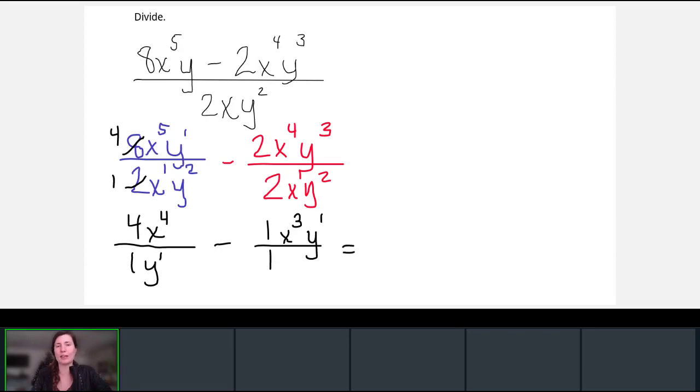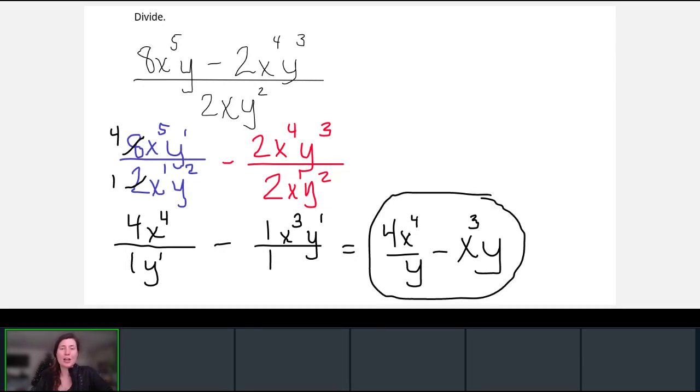Now, fully simplifying these, we don't need to write coefficients of 1, and we don't need to write exponents of 1. So our first fraction here, I don't need to write either of those 1s in the denominator. So we have 4x to the 4th over y as our first fraction. Here, I don't need to write those 1s. We'll just be left with x cubed y as our term. And there we have it. Nice job getting through part 1 of dividing polynomials.